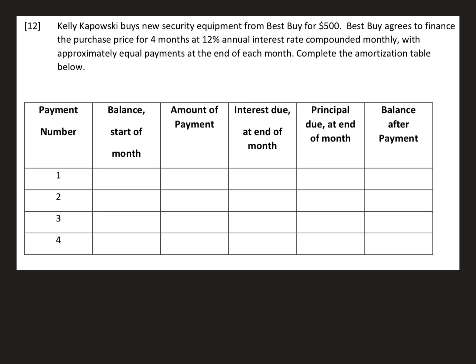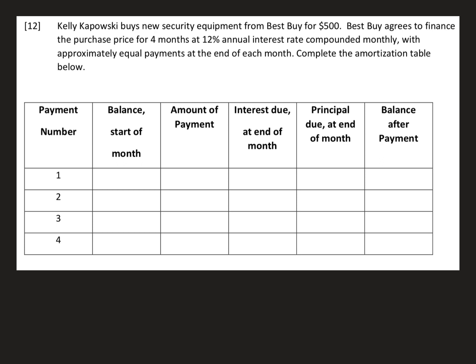Kelly Kapowski buys new security equipment from Best Buy for $500. Best Buy agrees to finance the purchase price for 4 months at 12% annual interest rate compounded monthly, with approximately equal payments at the end of each month. Complete the amortization table below.